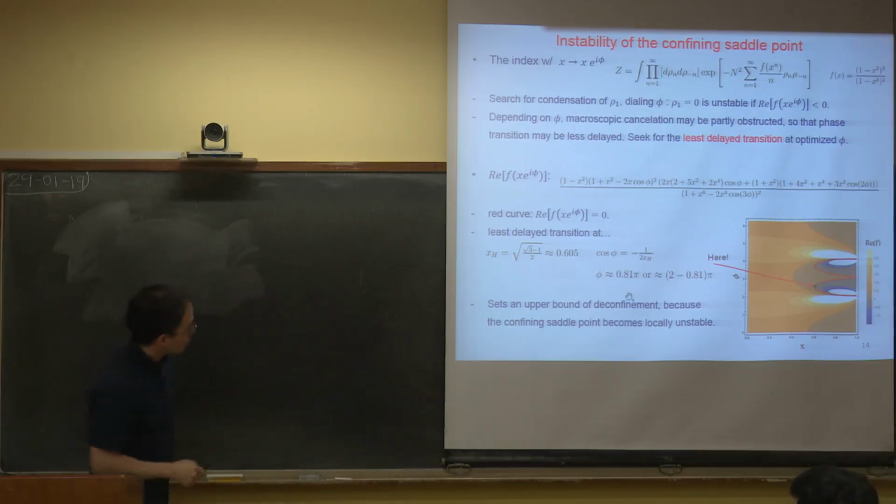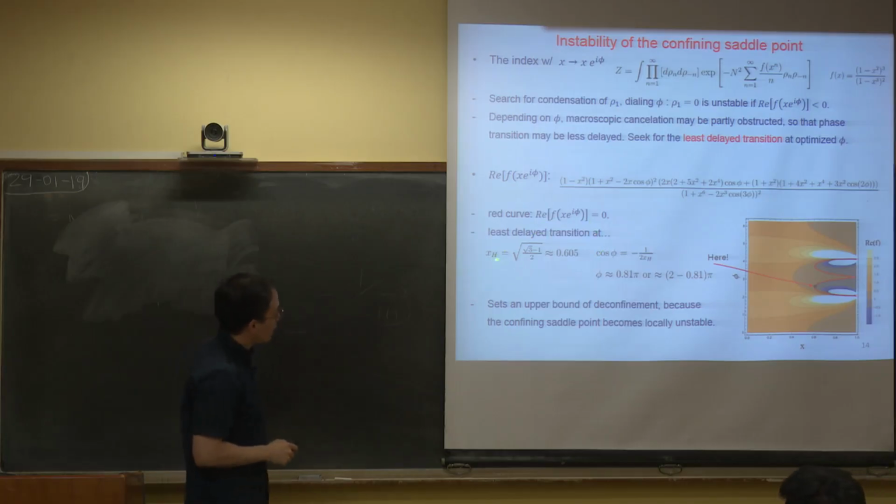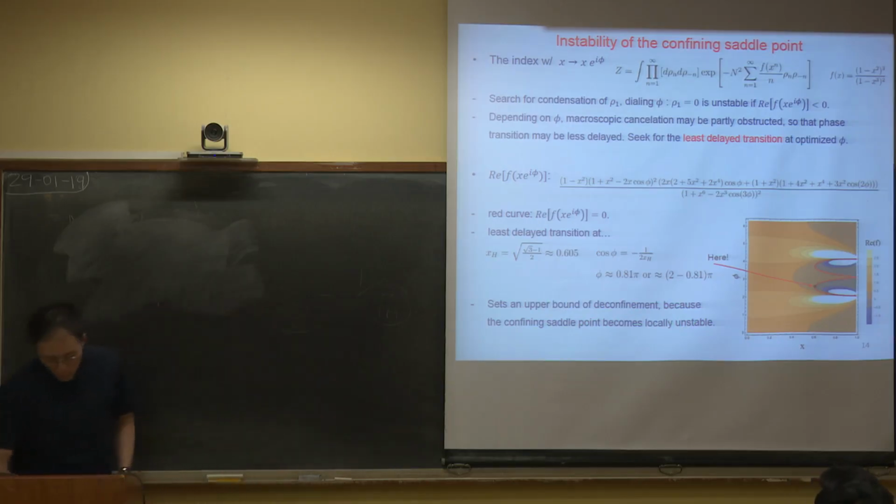Okay? So I'd like to interpret that as an upper bound of deconfinement because the confining saddle point, at least at this point, becomes locally unstable. So some transition has to happen at or before this point. Okay? What are the modes that condense at this point?